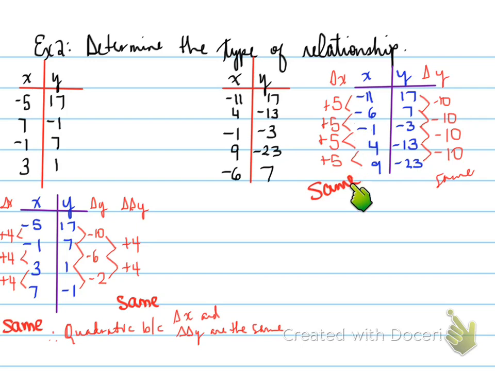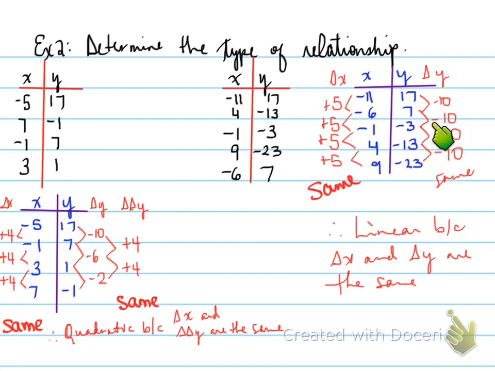So we have the delta x is the same and delta y is the same. We can make a statement. Yes, that's right. This represents a linear relationship because the delta x and the delta y have the same values. Delta x is the same and delta y is the same. We don't have to worry about these numbers being the same. It's the column that has to be the same. Okay, next. Moving on to the next example.